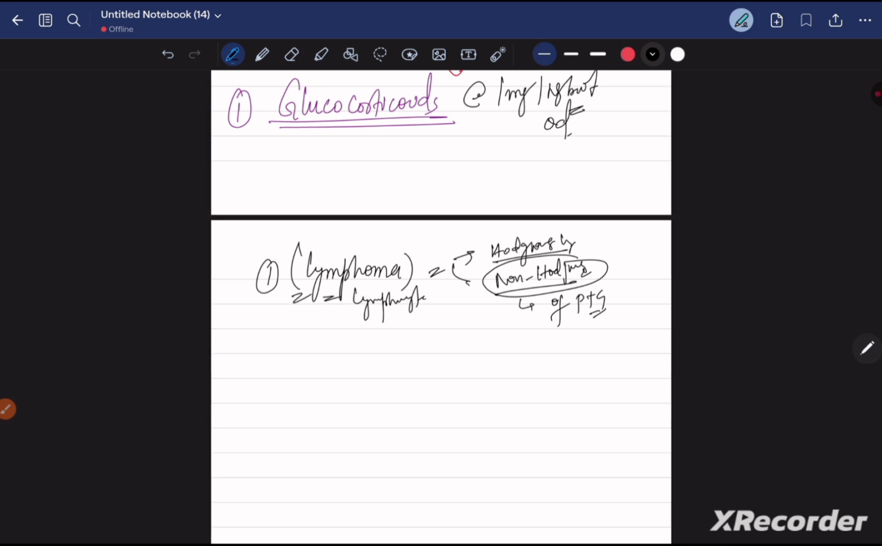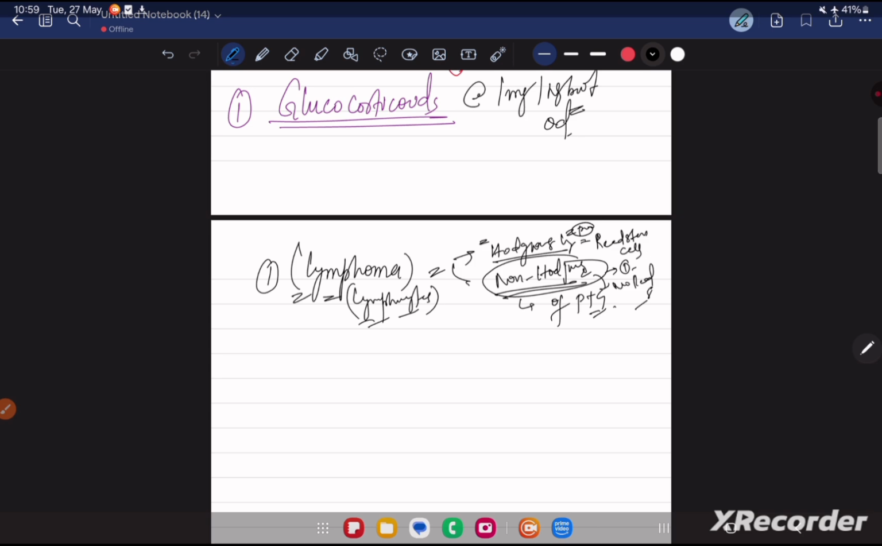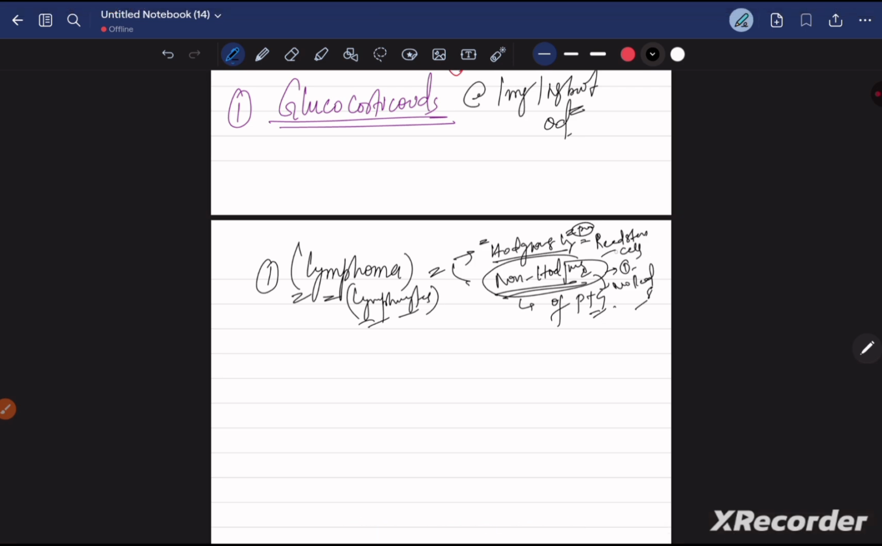What is the difference between these two? From your examination point of view, in Hodgkin lymphomas a special type of cell, Reed-Sternberg cells, is seen, and in non-Hodgkin's no Reed-Sternberg cells are seen. Here the prognosis is very grave, and here the prognosis is not so grave. The main difference is Reed-Sternberg cells in Hodgkin's and no Reed-Sternberg cells in non-Hodgkin's. What are these Reed-Sternberg cells? These are defective lymphocytes.